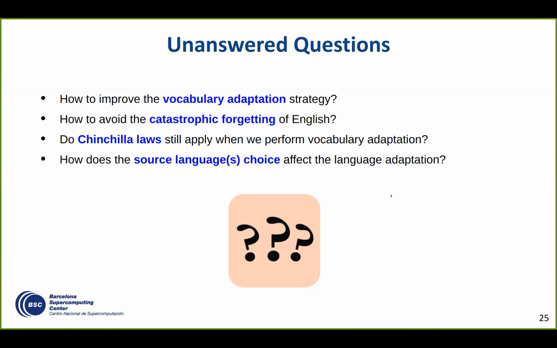That's the question. Also, we mentioned that the English capabilities were harmed during the language adaptation process. And we ask if this is absolutely necessary or if there's some way to avoid it. And also what exactly are the capabilities that we are losing, if it's only language-related knowledge, or if it's also common sense and world knowledge and other translinguistic capabilities.